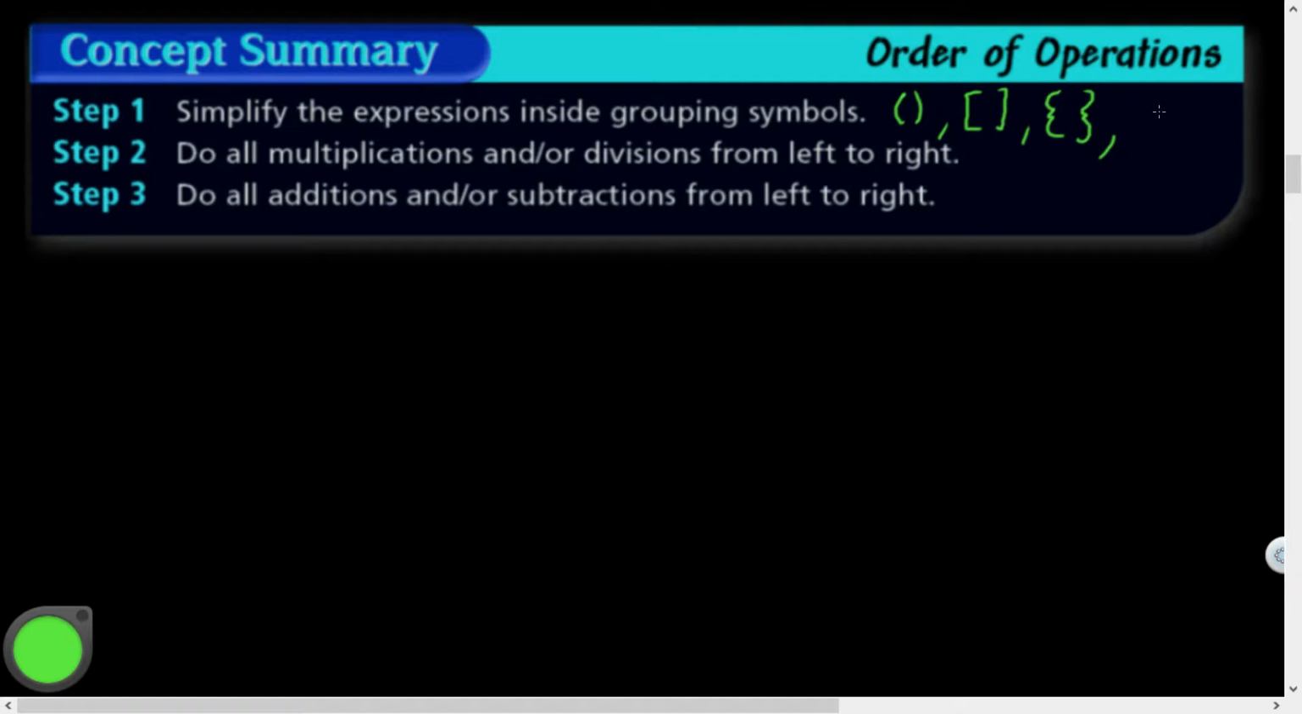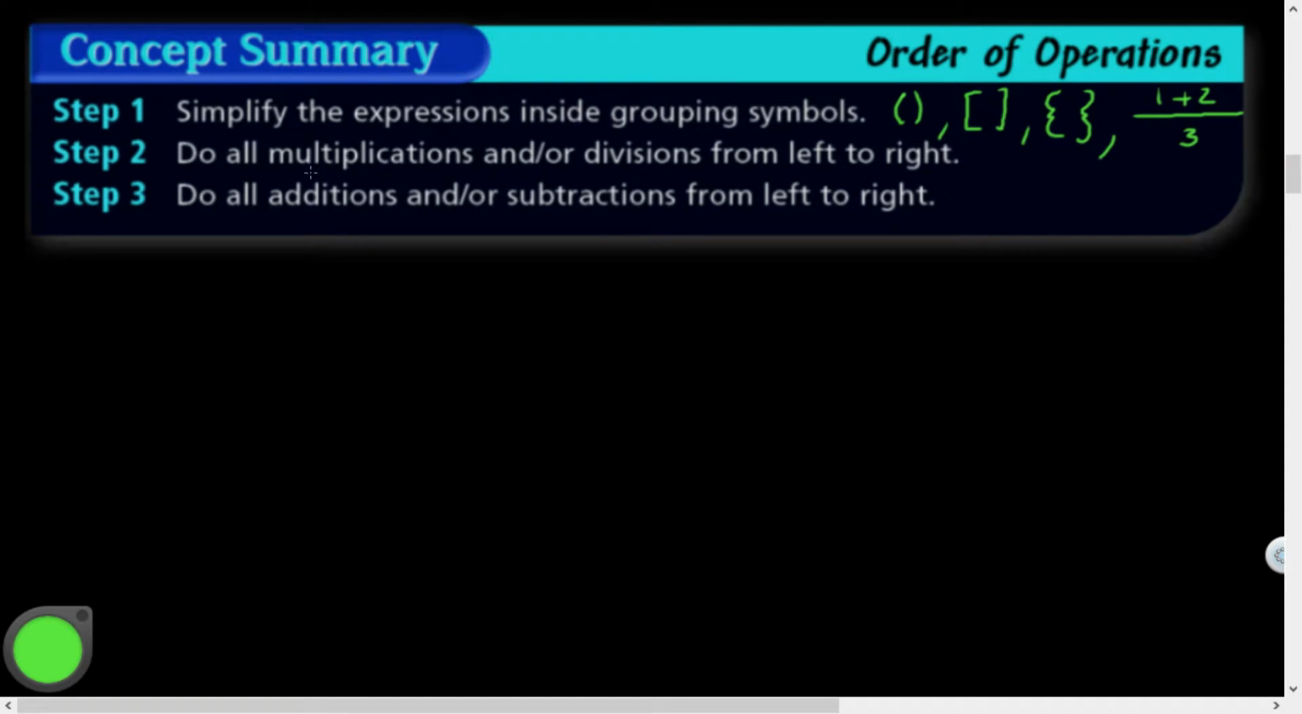Another type of grouping symbol that you might not be aware of is a fraction bar. So if I have 1 plus 2 all over 3, this fraction bar is a type of grouping symbol where it's implying that the top and the bottom are separate pieces. Okay, so those are grouping symbols.